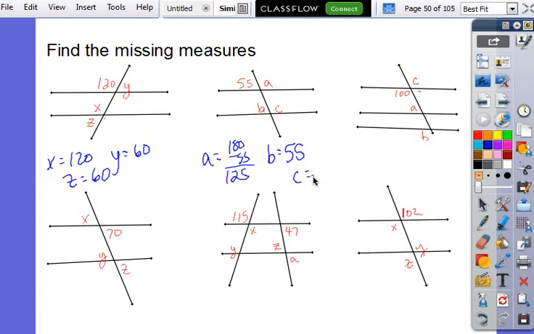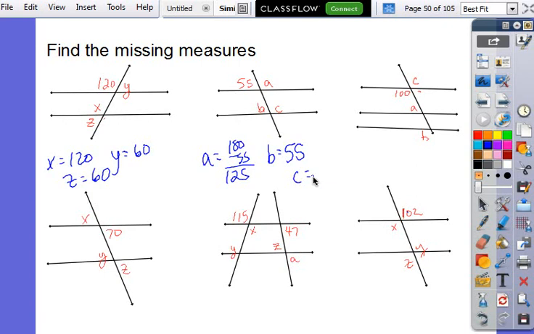Alternate interior means both of them are on the inside. Is 55 on the inside? No. That's the corresponding. Corresponding, both of them are on the same side of the transversal. Consecutive means they're both on the same side of the transversal. Vertical means they're side by side across from each other.